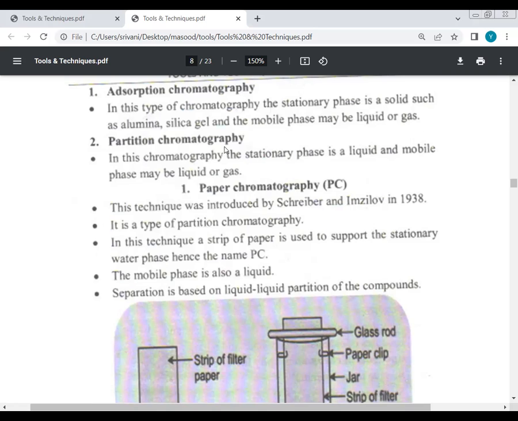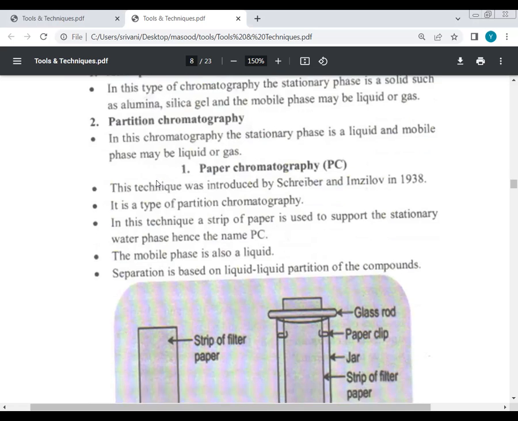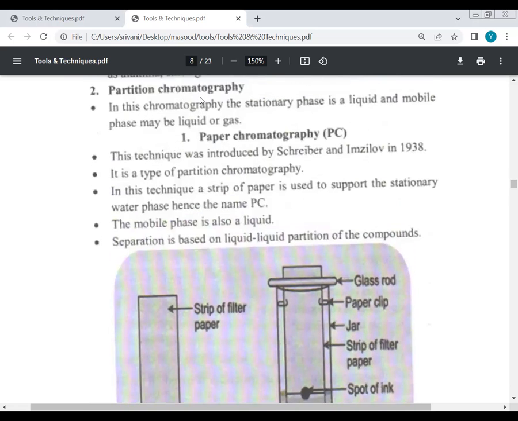Next, the second one is partition chromatography. In this chromatography, the stationary phase is liquid and the mobile phase may be liquid or gas. Means in partition chromatography the stationary phase is a liquid and the mobile phase is a liquid, also no problem, or gases, also no problem. Okay.